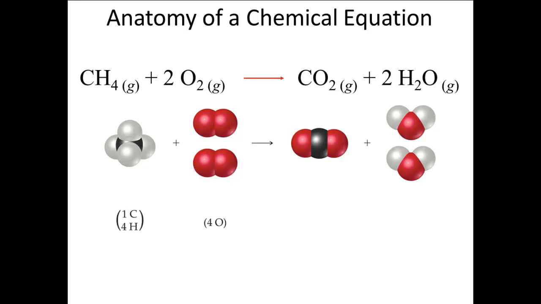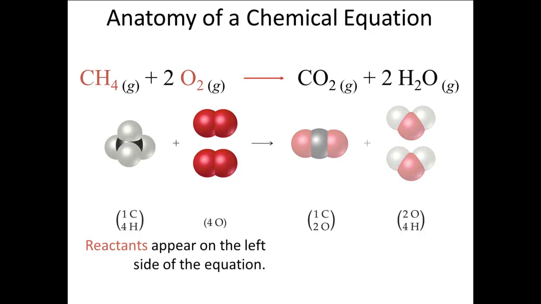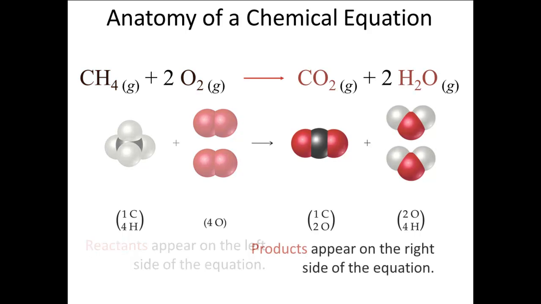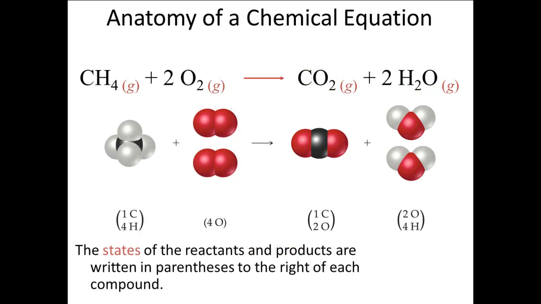Note that the number of atoms of each element is the same on both sides of the arrow. The reactants appear on the left of the reaction. The products appear on the right. The arrow always points to the right. The states of the reactants and products may be included in parentheses after the formula, but are not required.